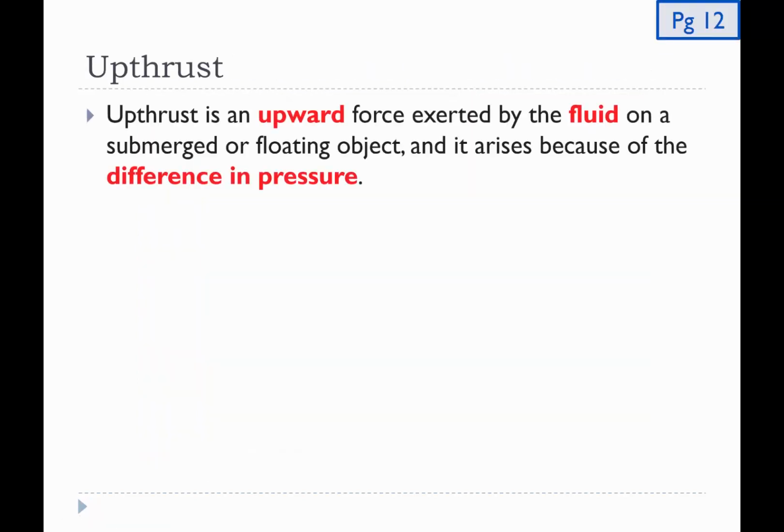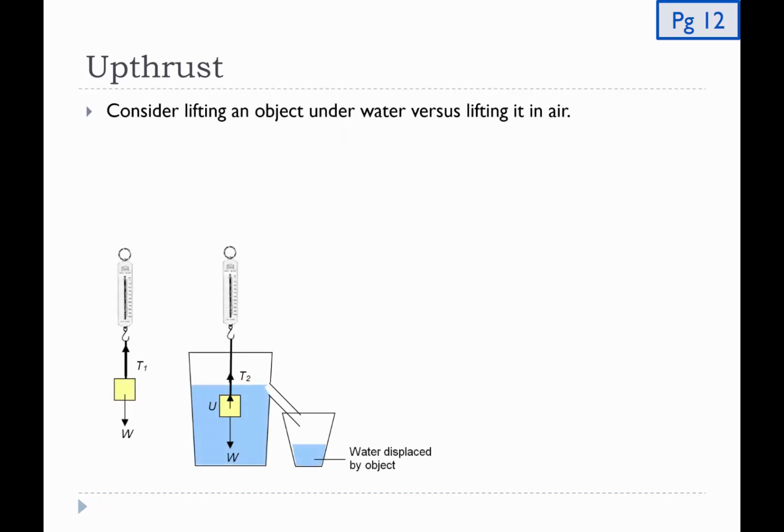So finally, upthrust. Upthrust is basically an outward force exerted by fluids, and it arises due to a difference in pressure. You may not fully appreciate the explanation here, but let me continue first and I'll explain in a while. So basically, consider lifting an object under water versus lifting it in air. The difference between water and air in this case is of course that water is more dense, and you will understand later when the formula is introduced that this characteristic of being more dense will contribute to a larger upthrust.